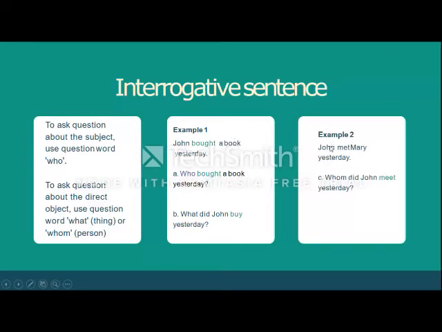And then the second example. John met Mary yesterday. Here we want to ask Mary as the answer. So we put whom to ask the object person, and then the auxiliary, and then the subject, the verb, bare infinitive form from the word met, and then yesterday as the adverb of time. Whom did John meet yesterday?